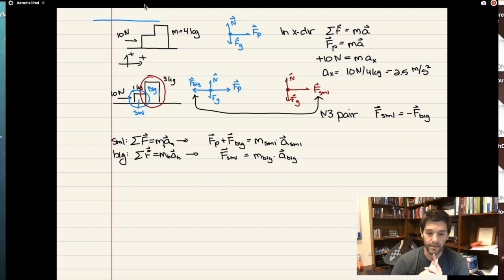Now we could think, are there any other relationships that are necessary? Why did we solve that Tetris block version before? We got an acceleration of 2.5 meters per second squared. Is that useful at all? It is, because I claim that both of these accelerations must be 2.5 meters per second squared.